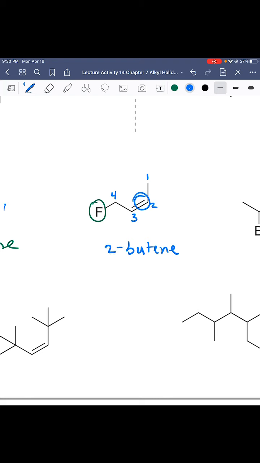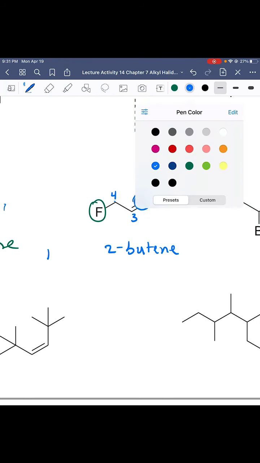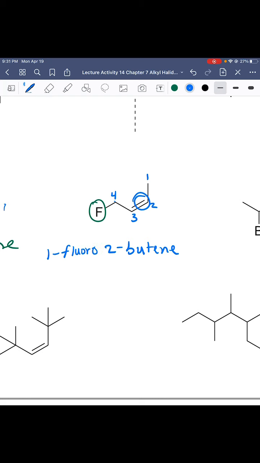And our fluorine, there we go. So here we have a 1 fluoro, 2 butene.